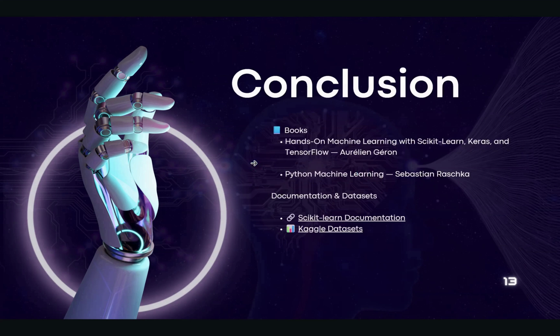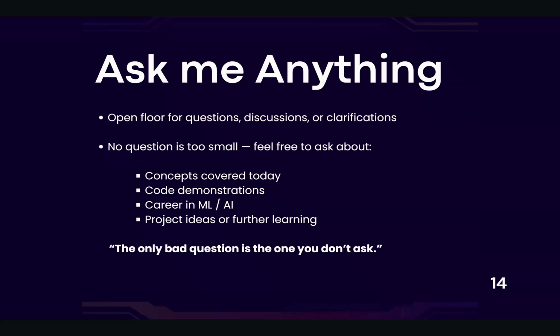And for the conclusion, you can read some books. Hands-On Machine Learning with Scikit-Learn, Keras and TensorFlow by Aurélien Géron is an amazing book. Python Machine Learning by Sebastian Raschka is again another important and amazing book. I've given the links for the documentation of scikit-learn and the datasets from the Kaggle website itself.